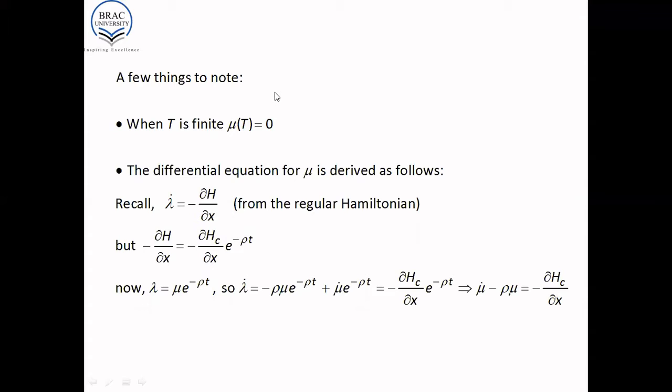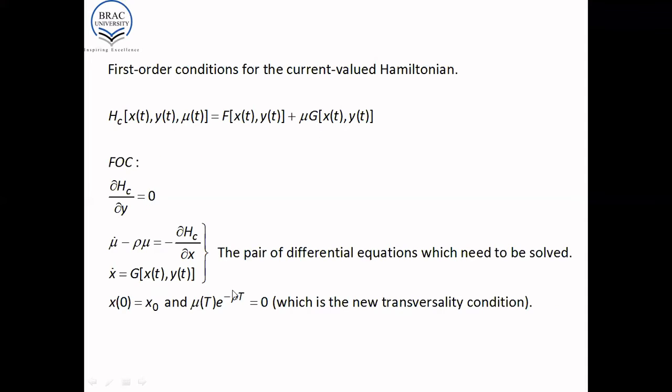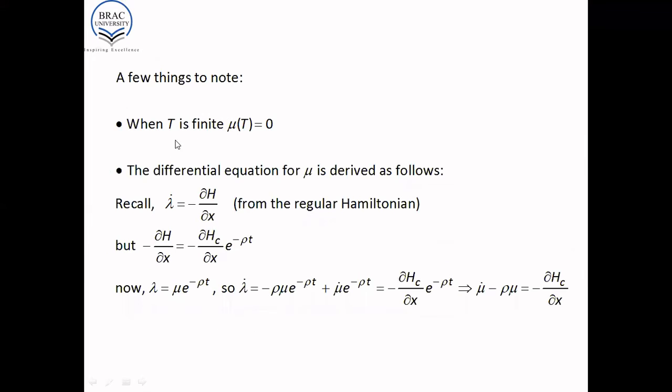Now, a few things to note. When T is finite, mu(T) is equal to 0. So if T is finite, then minus rho T becomes a large number. So e to the power minus rho T, which is 1 by e to the power plus rho T, means that you're dividing mu(T) by a large number, and that is approximately equal to 0. So when T is finite, mu of capital T is equal to 0.